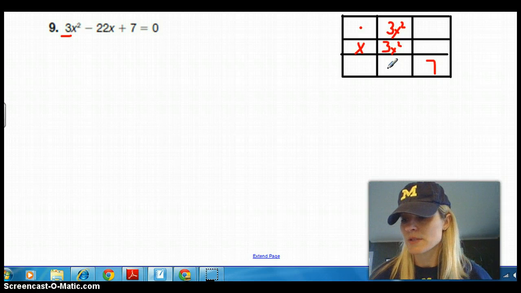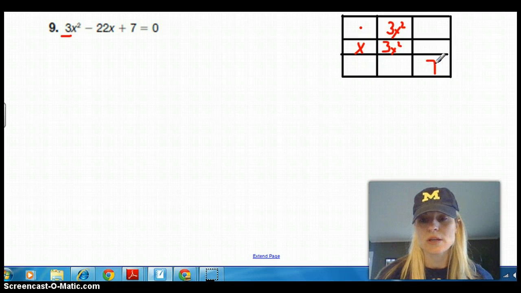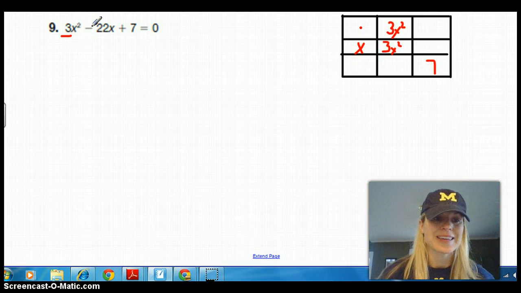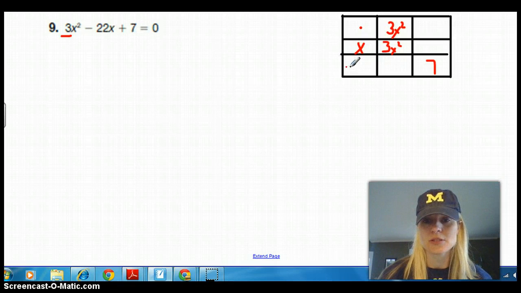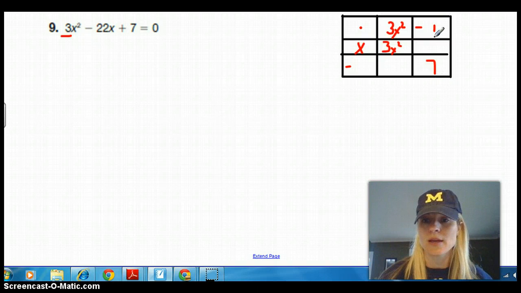So now it's a little bit trickier because now we have to figure out what's going to go here. And if you look, it's got to add to a negative number but multiply to a positive. So again, that should tell you that these two numbers have to be two negatives to multiply to a positive 7. And again, there's only two factors that will work, 1 and 7. So let's plug them in and try. Negative 1 and 7. So I'll have negative 1x here and negative 21x.